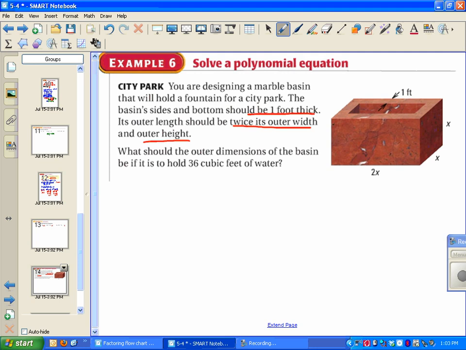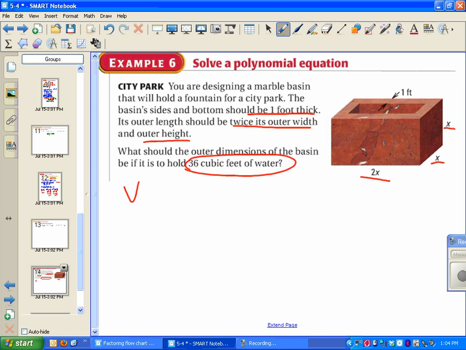So this is, the length is twice its outer width and height. And then the sides and the bottom are 1 foot. So we need to figure out what the outer dimensions of the basin would be to hold 36 cubic feet of water. So to hold 36 cubic feet of water, we need to find the inside dimensions first.